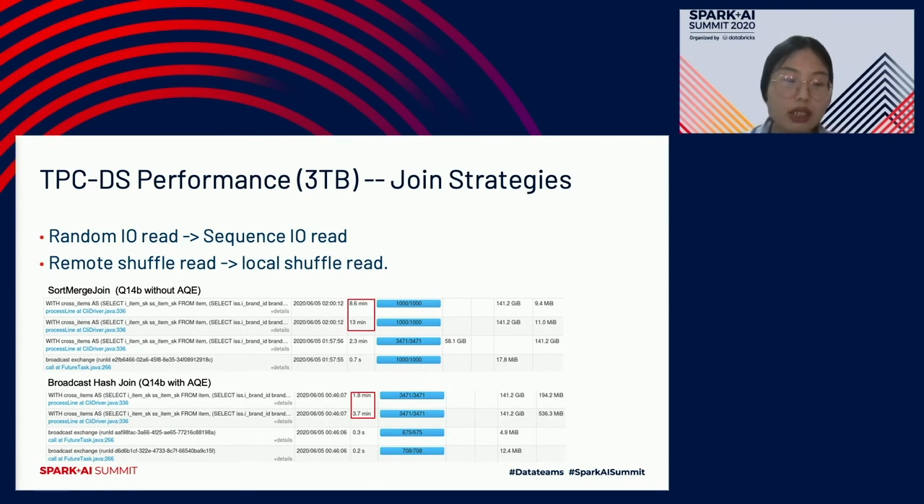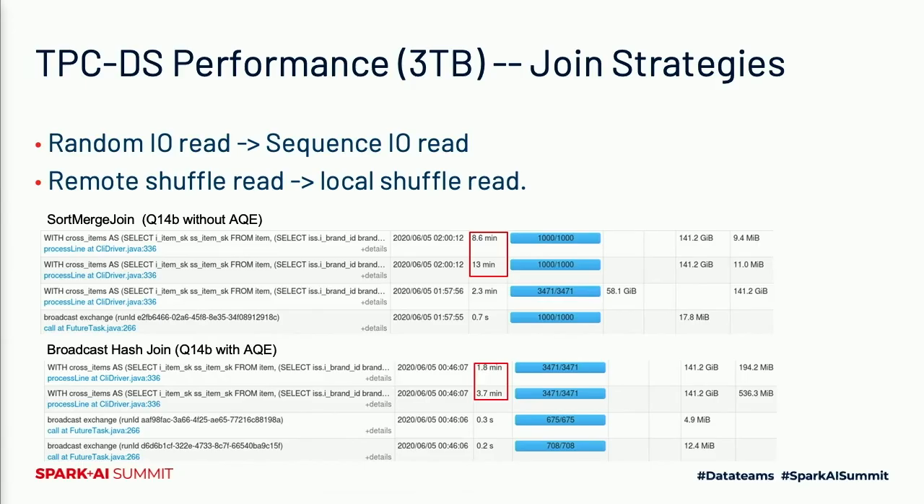The second feature is dynamically switching join strategies. Here I list the example with query 14b. Without AQE, Spark picks the sort-merge join to join the two tables in the planning phase because of the wrong data size estimation. So in this query, the stage took a long time to finish the joins because of the shuffle operator overhead, and in total it takes about 13 minutes.